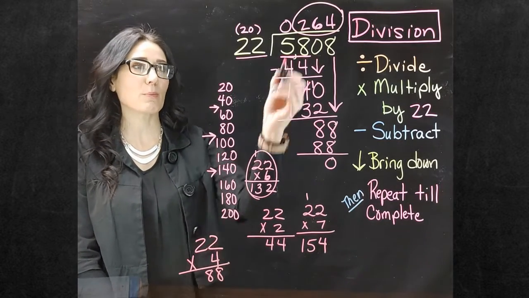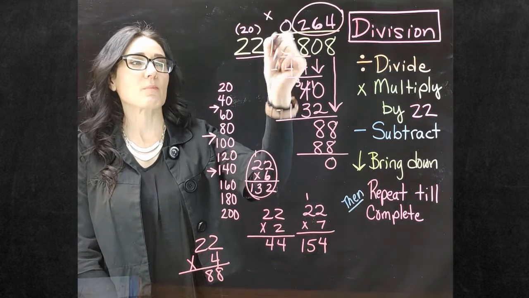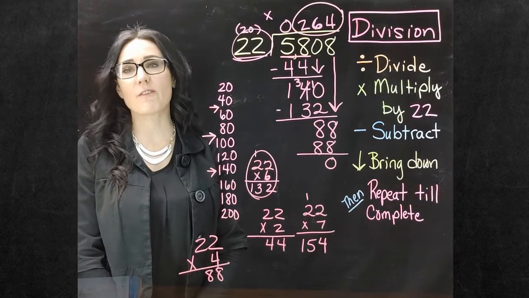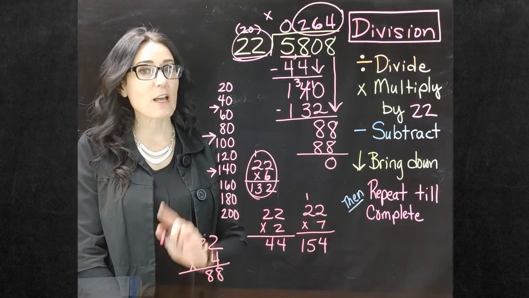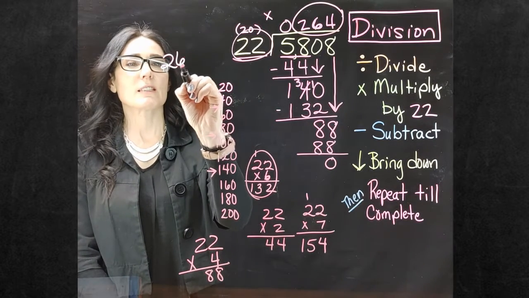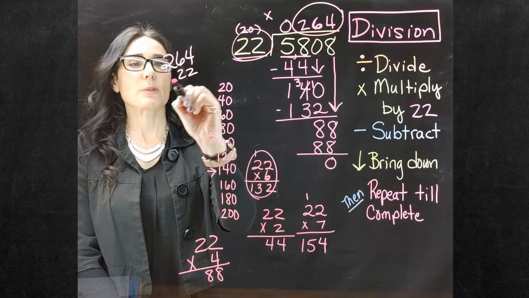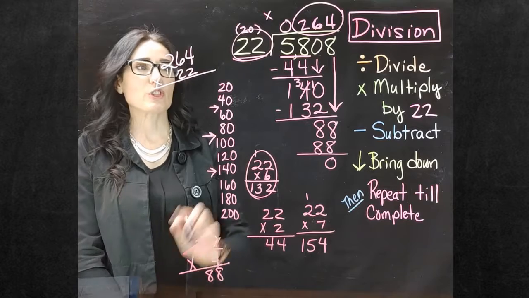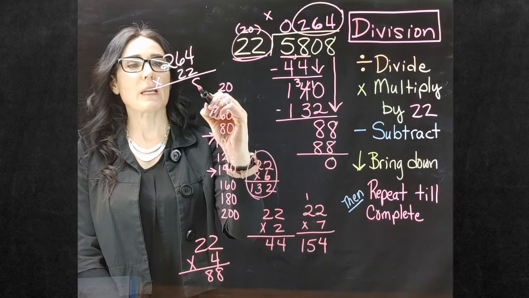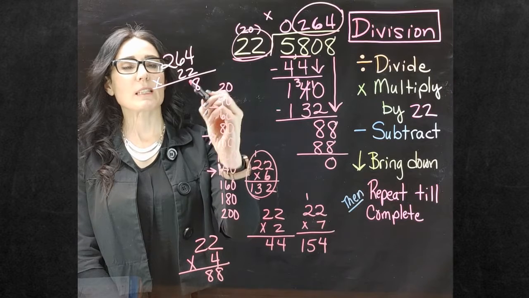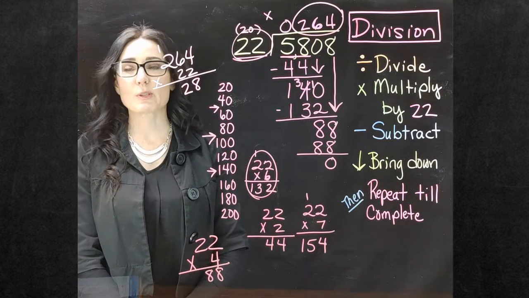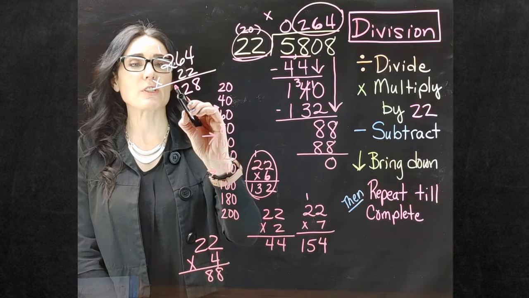Now, a great way to find out if you're correct is to multiply these two numbers, 22 and 264, and you should get 5,808. But that's if you did it correctly. So if you want to check your work, just take 264 times 22, and you should get that answer. So let's check it. 2 times 4 is going to be 8. 2 times 6 is going to be 12, carry the 1. 2 times 2 is going to be 4, plus 1 is going to be 5.